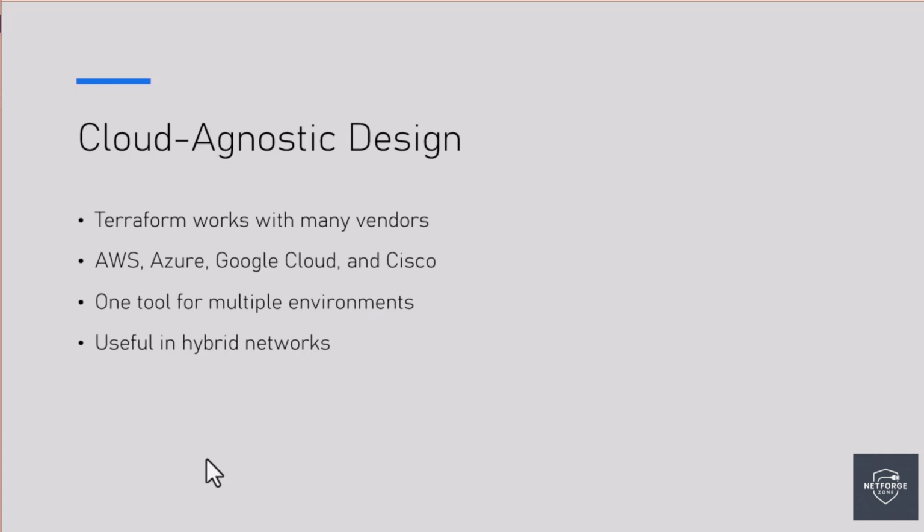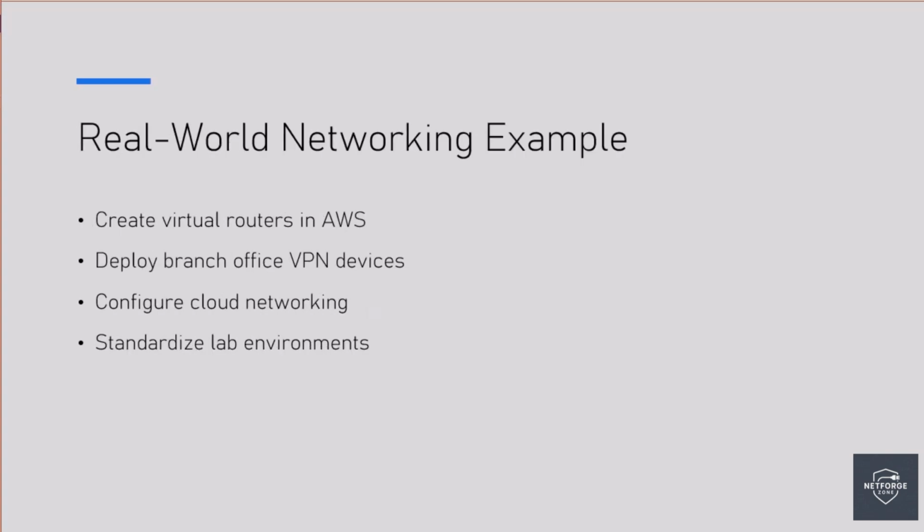Also, what we have is cloud agnostic design. This means that you can run it on multiple vendors' devices. It doesn't matter whether this is Cisco, Juniper, Huawei, or other different vendors that you have out there. All of them could be configured using these scripts. Also, you can run this on the cloud: Amazon Web Services, Azure, Google Cloud, and also Cisco. All of them accept Terraform scripts, and you can run them on hybrid networks, which means that if your network is partly on cloud and partly on premise, this is going to work as well for you.